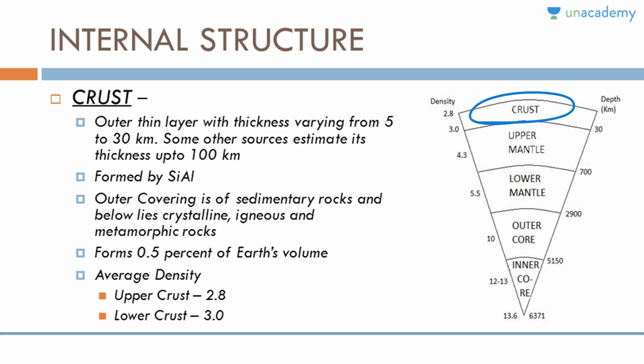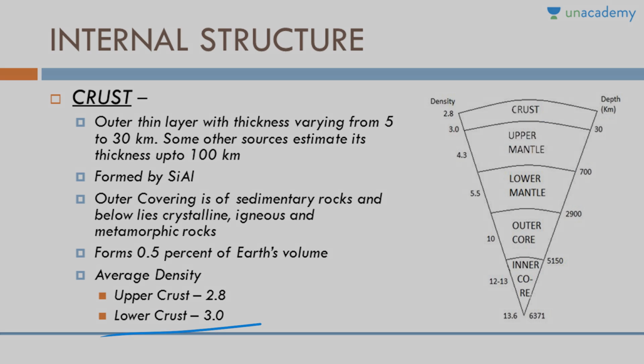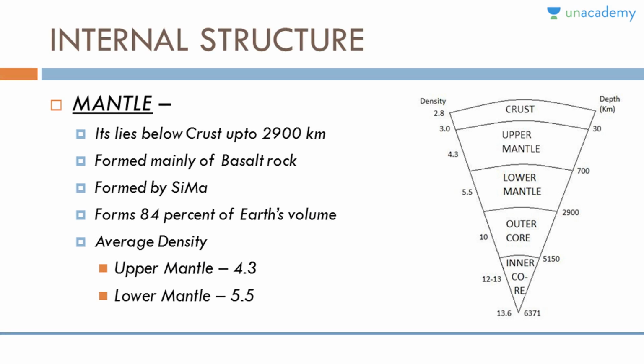This layer is basically formed by SIAL. The outer layer of this is of sedimentary rocks, and below this lie crystalline, igneous, and metamorphic rocks. The crust forms 0.5% of Earth's volume, and the average density of upper crust is 2.8, while that of the lower crust is 3.0.